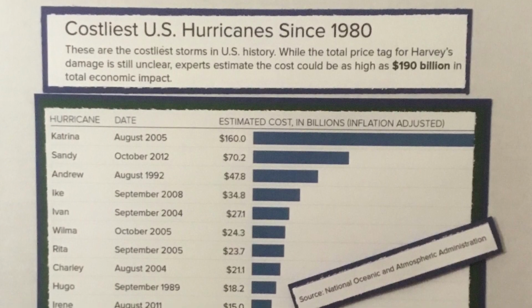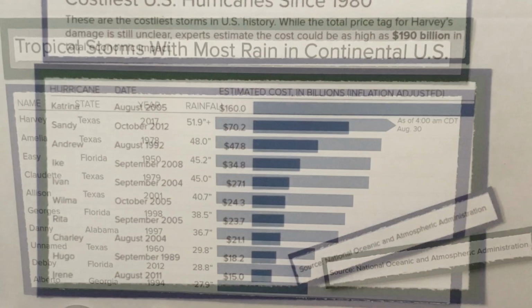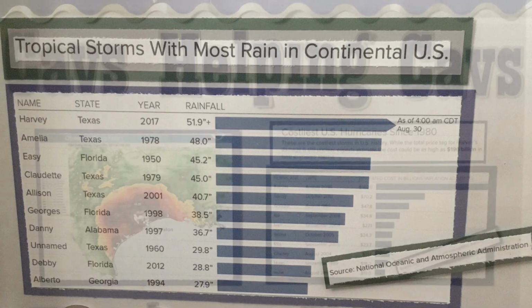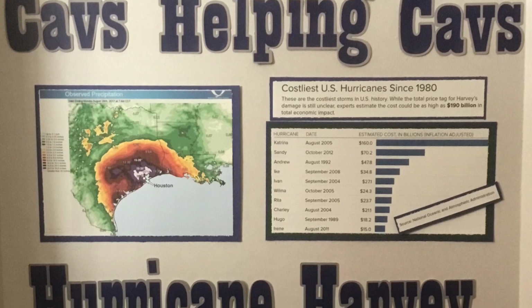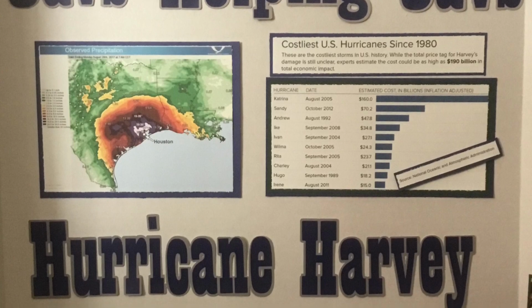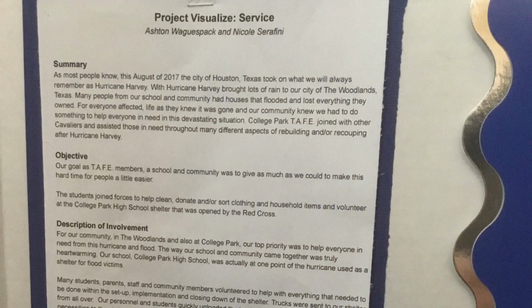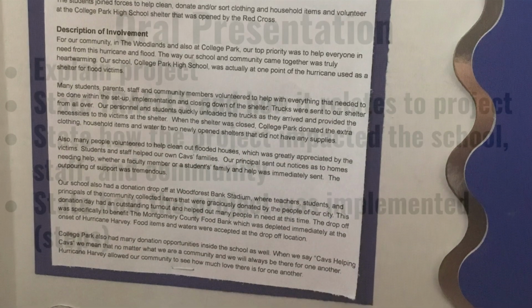To help explain the purpose and significance of my project, I thought that I would include data from the hurricane. This information helped to show how devastating of a storm Hurricane Harvey was and why our service was important to the victims. I chose the title Calves Helping Calves to catch the attention of the judges and to include something from my school. I put Project Visualize Service in big letters on my board so that the judges knew what my project focus was, and I added a typed copy of my summary for the judges to read at the bottom corner of the board.